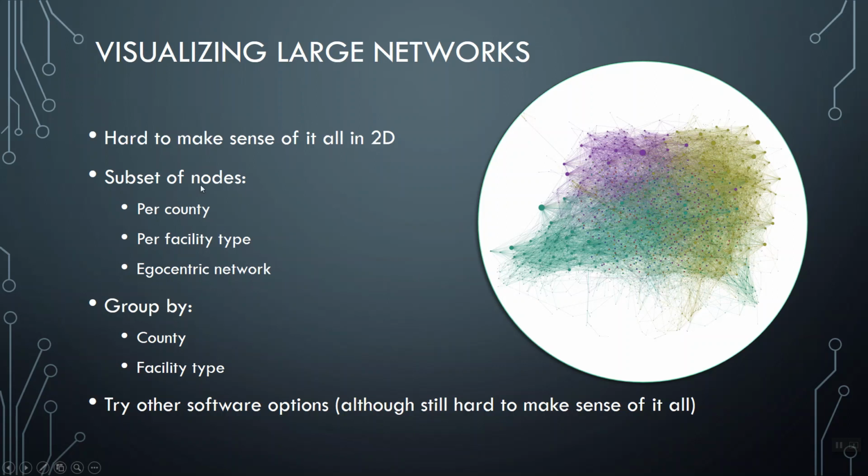There are different ways. You can do subsets of nodes, like maybe you want to look only at one county, or by facility type, maybe only the acute care hospitals. Or you can do an egocentric network, if you are interested in one specific facility, like the slaughterhouse example: you can plot only the trades that facility had, either sending out or receiving. You can change those things to make the visualization more understandable for the human eye.